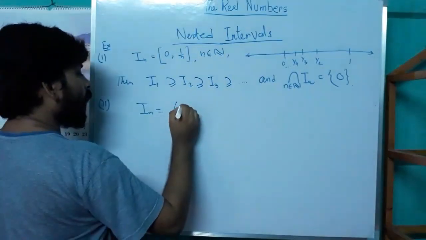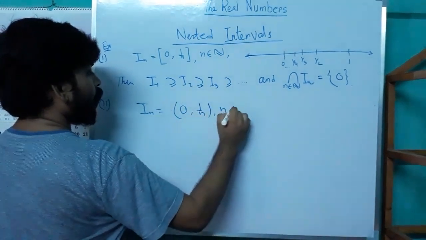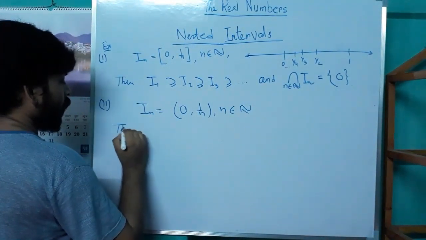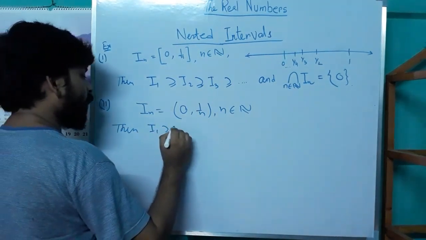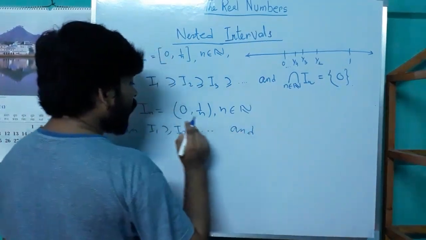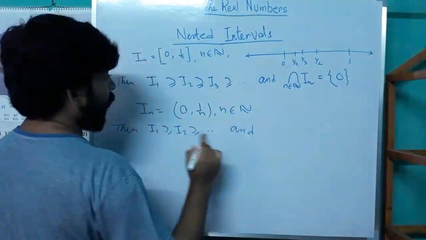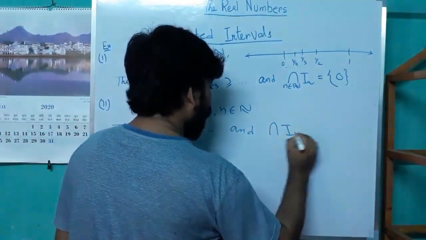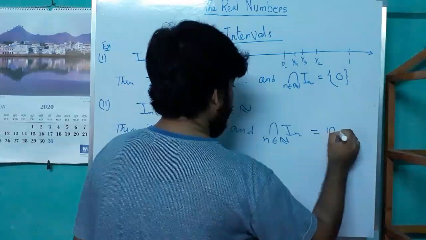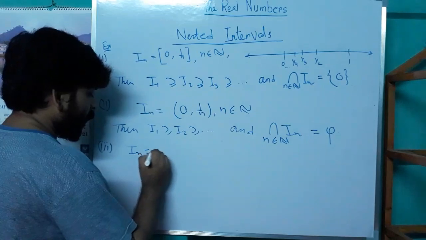Okay. Next example, let us take In equal to the open interval (0, 1 by n), where n belongs to N. Then obviously this is the nested intervals. Okay, and since 0 does not belong to each interval, by our previous example, the intersection of all intervals is the empty set.